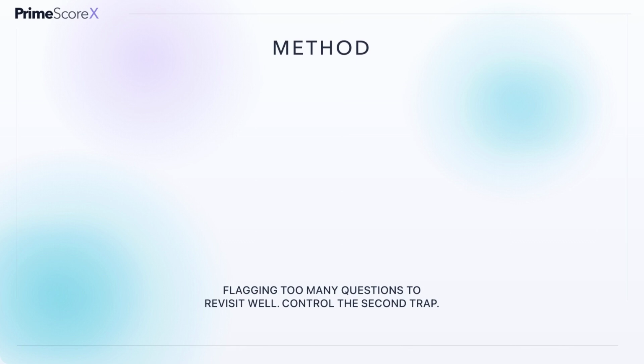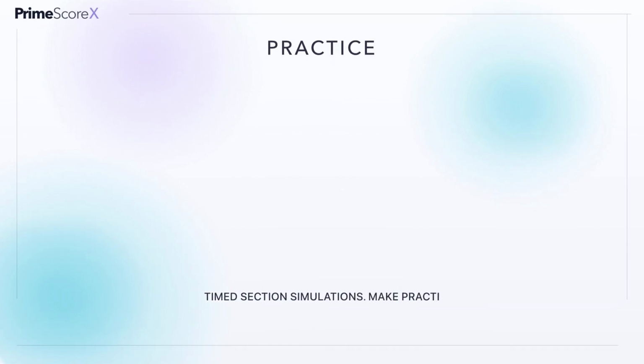The second trap is flagging too many questions to revisit well. This trap is dangerous because it feels like effort. You may be reading, calculating, or reviewing, but not in a way that changes the answer. A better move is to define the decision, make the best supported choice, and protect the rest of the section.